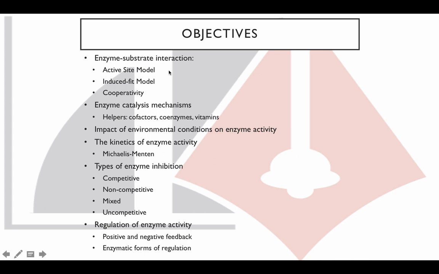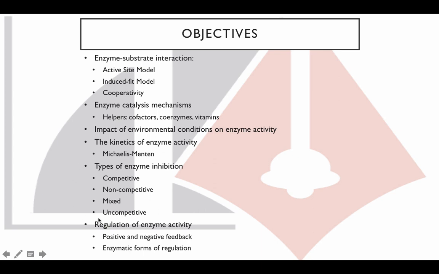So we'll talk about first the enzyme-substrate interaction, a couple models of how those two interact, and then we'll talk about cooperativity. We'll discuss various mechanisms that enzymes use in order to catalyze a reaction. We'll talk about how environmental conditions such as pH and temperature impact the activity of the enzyme. We'll talk about kinetics of enzyme activity and specifically Michaelis-Menten kinetics.